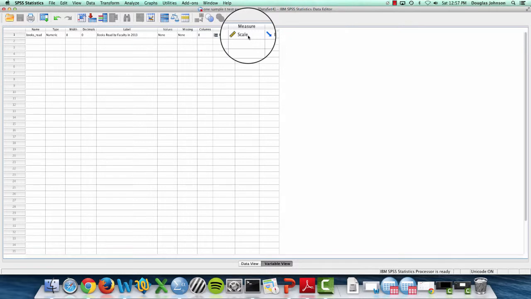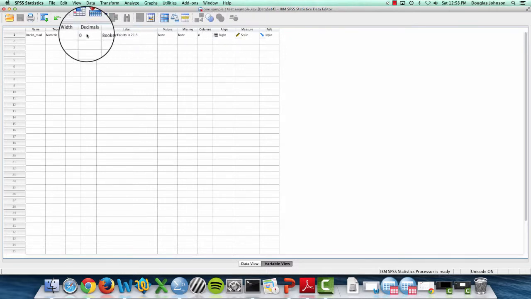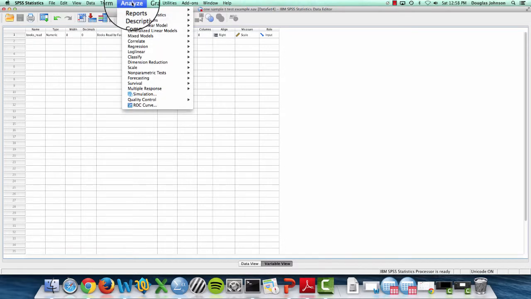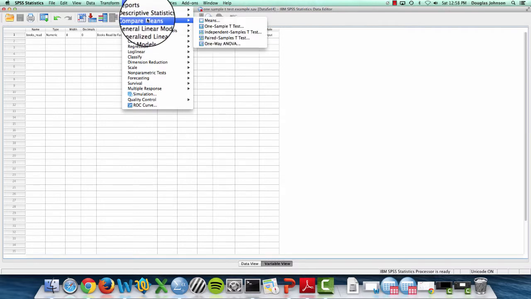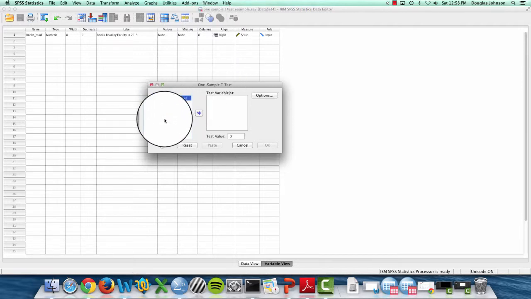It's a scale measure. I don't have any value labels. No decimals in my data set, so I just put that at 0 to make it look a little bit prettier. Now I'm going to analyze, compare means, one sample t-test. We have two jobs here. One is if we have lots of variables over here, we need to pick the one that we really want to do our one sample t on.